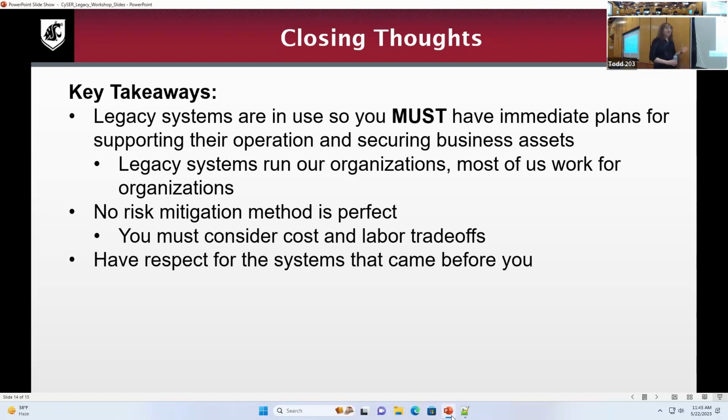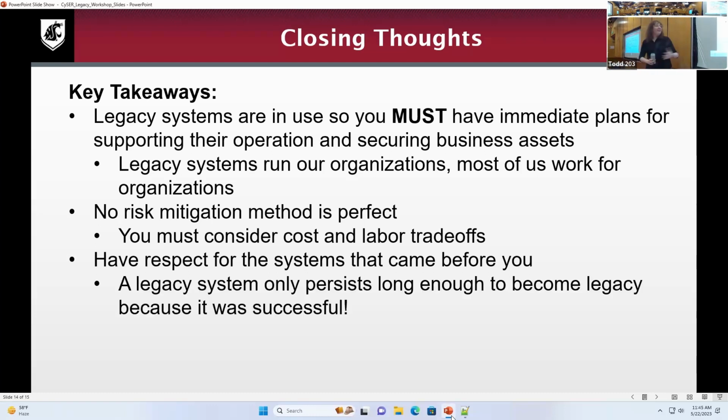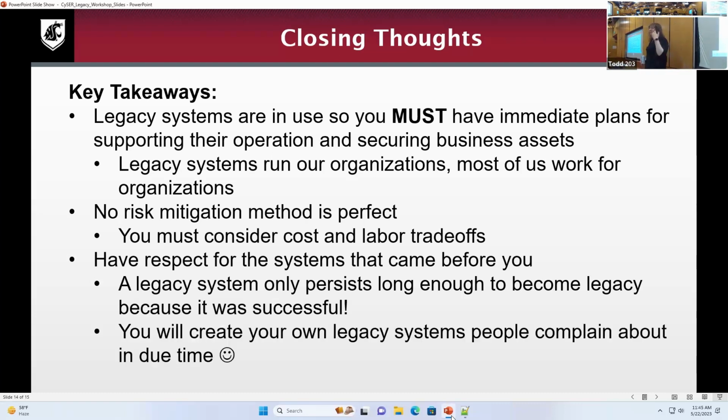Also, just having respect for the systems that came before you. This sounds kind of cheesy, but the legacy system only persists long enough to become legacy because it's successful. And you will create legacy systems that people complain about at some point in your career.